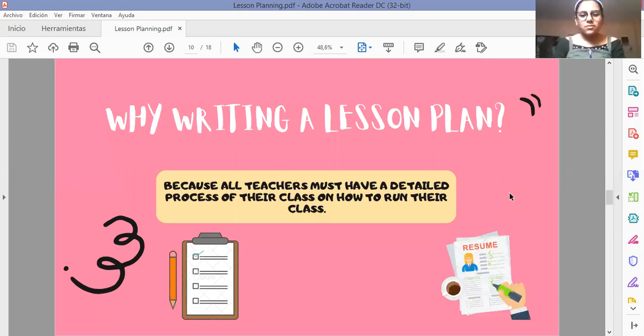Why write a lesson plan? We need to write a lesson plan because all teachers must have a detailed process of how to run their class.